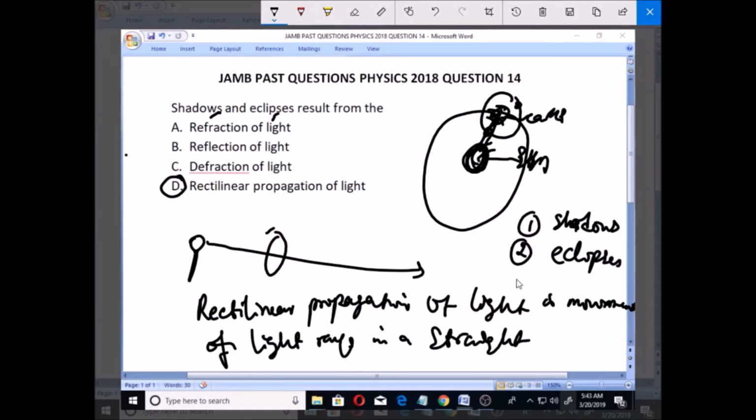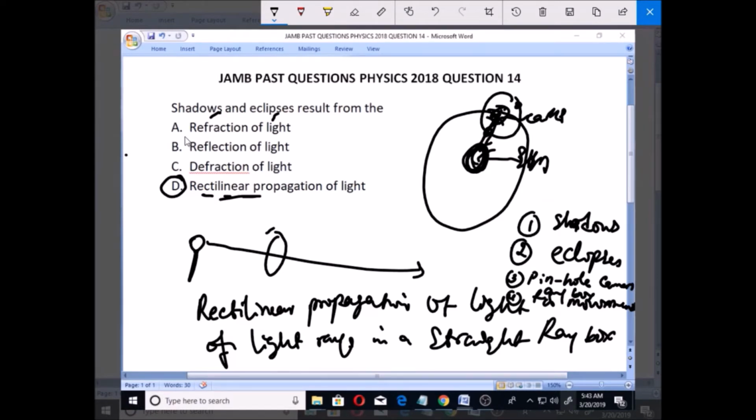Eclipses are as a result of this. Then you also have applications like the pinhole camera. If you know about the pinhole camera that you use in physics, it is also due to the rectilinear propagation of light. And finally, we have what we call the ray box. All these are possible because of the movement of light in a straight line, which is known as rectilinear propagation of light.